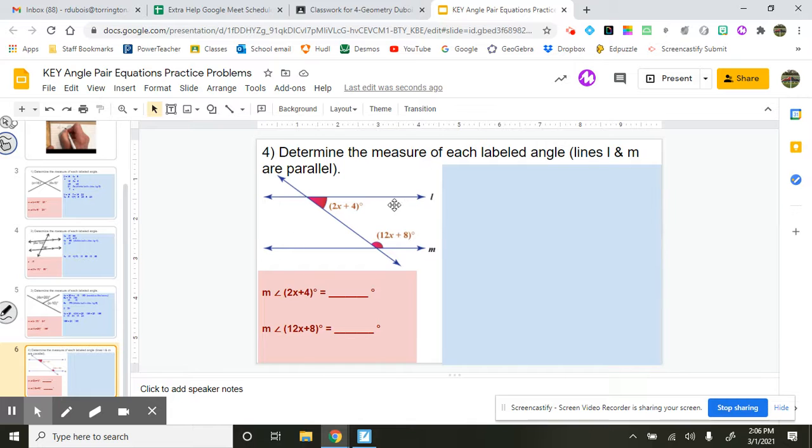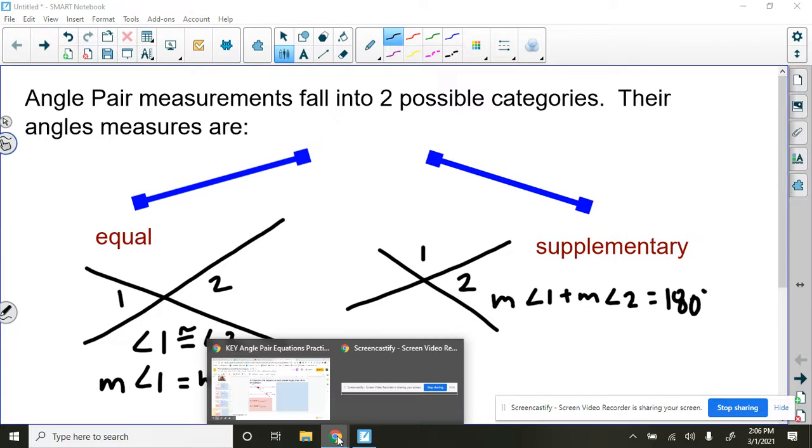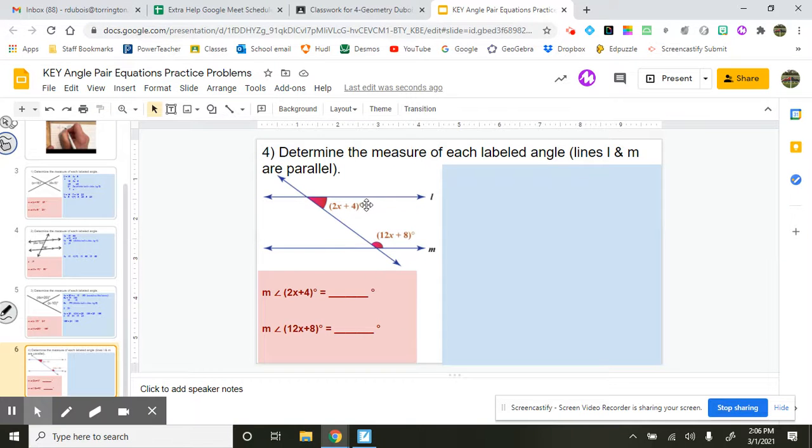So now if you look here, again, you got two possibilities. Either the angle measures equal each other or they're supplementary. It's got to be one of those two things. So thinking logically, if you look at the 2x plus 4 measurement up top, you don't know how many degrees it is, but it's acute. It's less than 90. And look down below at 12x plus 8. We don't know how many degrees it is specifically, but it's obtuse, more than 90. So there's no way an angle less than 90 can be equal to an angle more than 90.